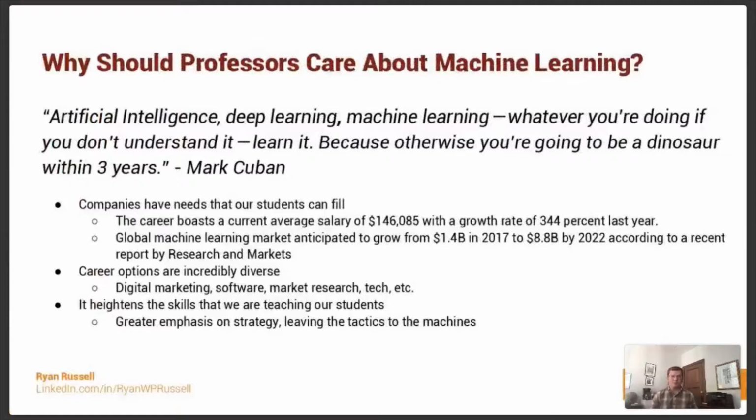As Mark Cuban says, artificial intelligence, deep learning, machine learning, whatever you want to call it, if you don't understand it, you're going to become a dinosaur within just a few years. The reality is that companies have needs that our students can fill. This is an incredibly hot market for our students, particularly on the marketing side. Machine learning scientists and technicians have an average current salary of nearly $150,000 a year. These jobs are growing at a rate of 344% in 2018.